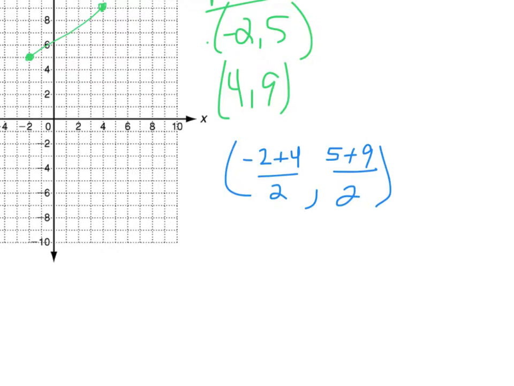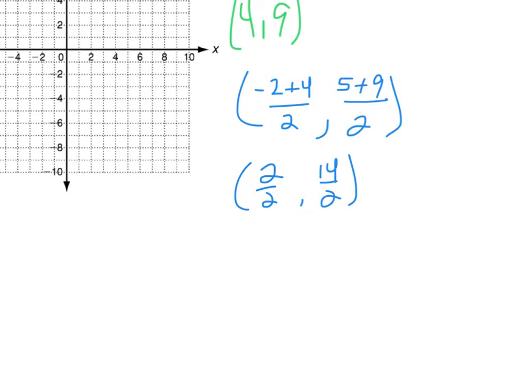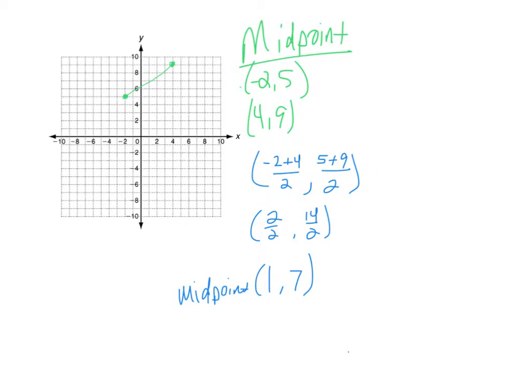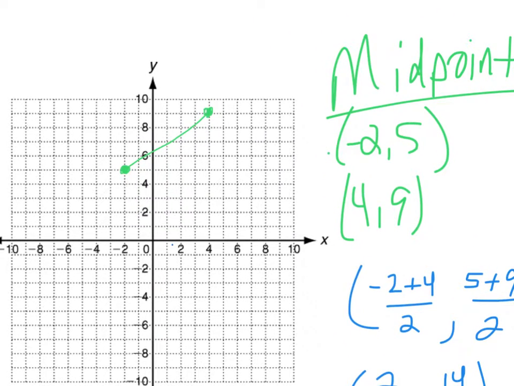So what is negative 2 plus 4? Negative 2 plus 4 is 2 over 2, right? What's 9 plus 5? 14 over 2. Can we simplify those? Yeah. What's 2 divided by 2? 1. And what's 14 divided by 2? 7. So I found that my midpoint, the point that's in the middle of this line, is at 1, 7. Let's look and see if that makes sense. If I were to go over 1 and up 7, does that look like it's the middle of that line? Yes, it does.